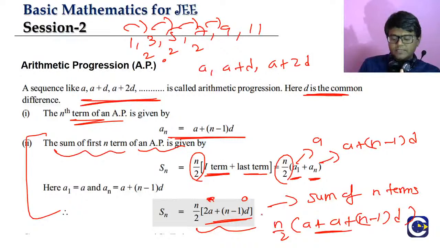So the sum of n terms of an arithmetic progression can be given by either n by 2 into (first term plus last term), or n by 2 into (2a plus (n minus 1) into d). Just make a note of these formulae. You would have seen this arithmetic progression even in 10th mathematics, but still we'll keep looking at these formulae one more time. The formula that will be important for us here is the sum of n terms formula.